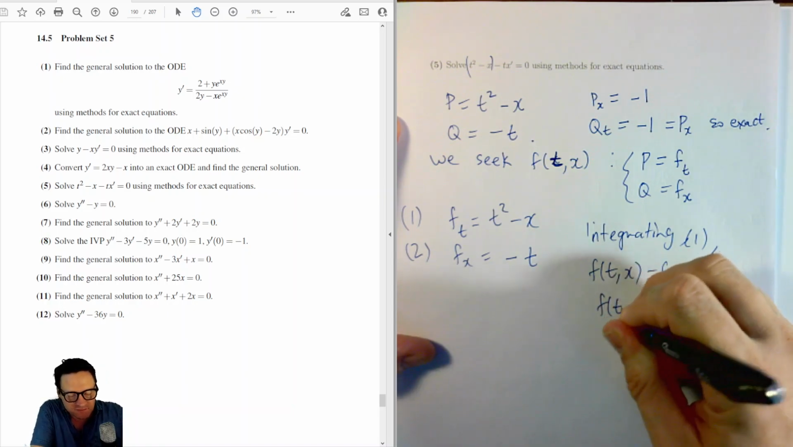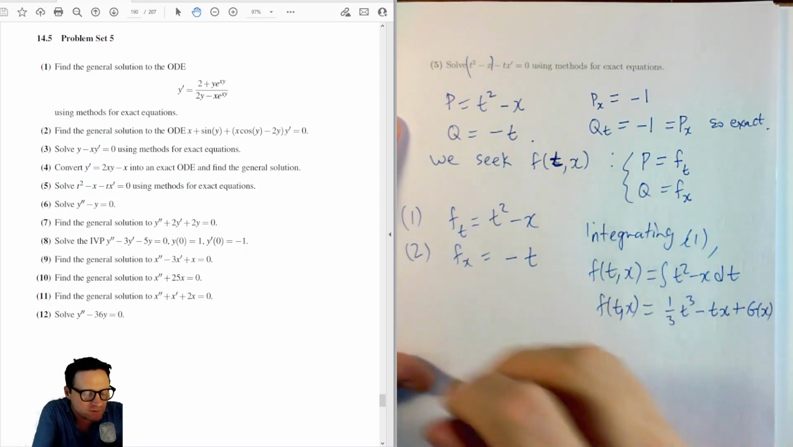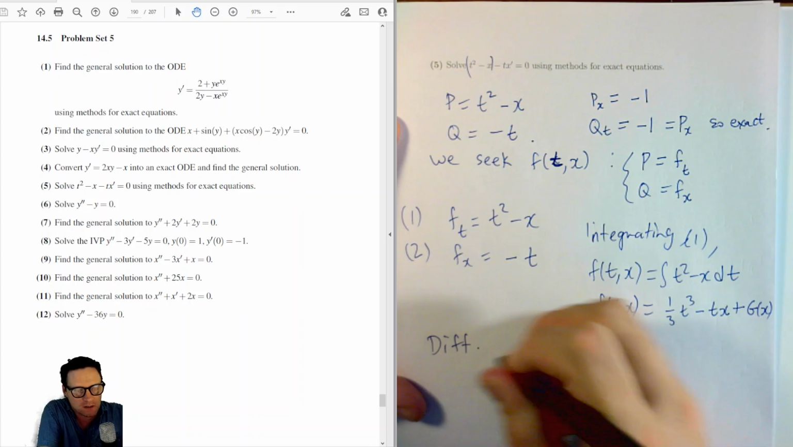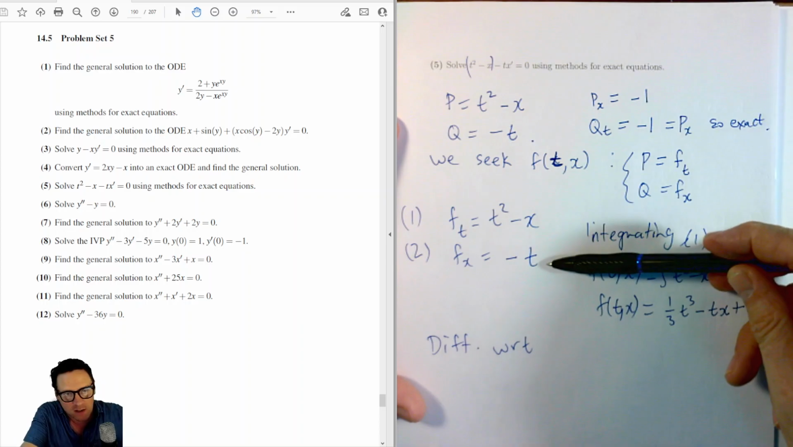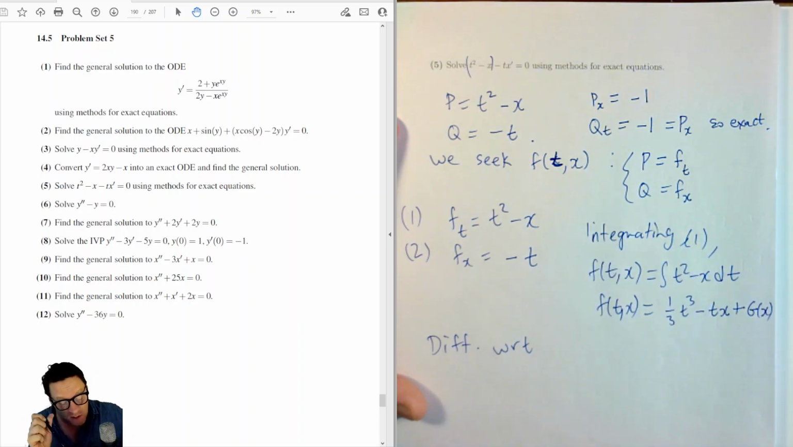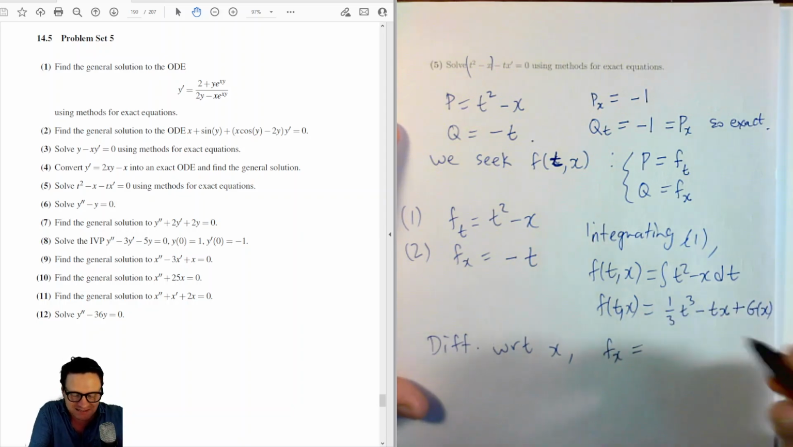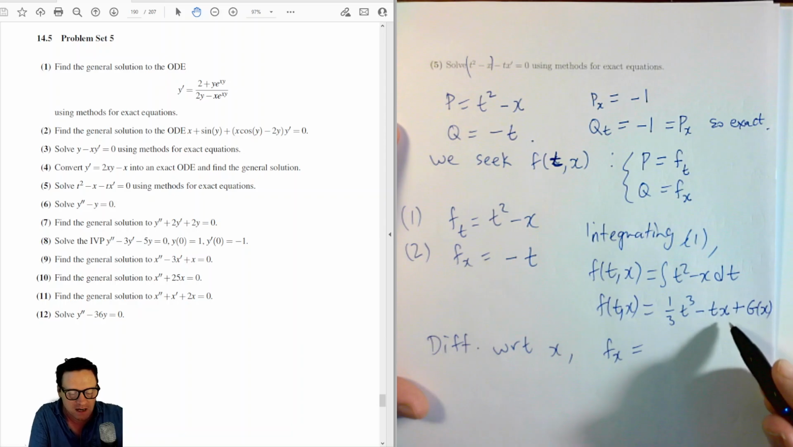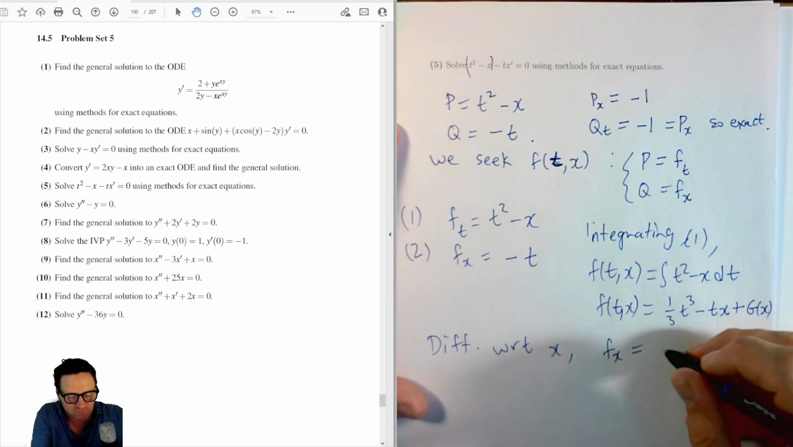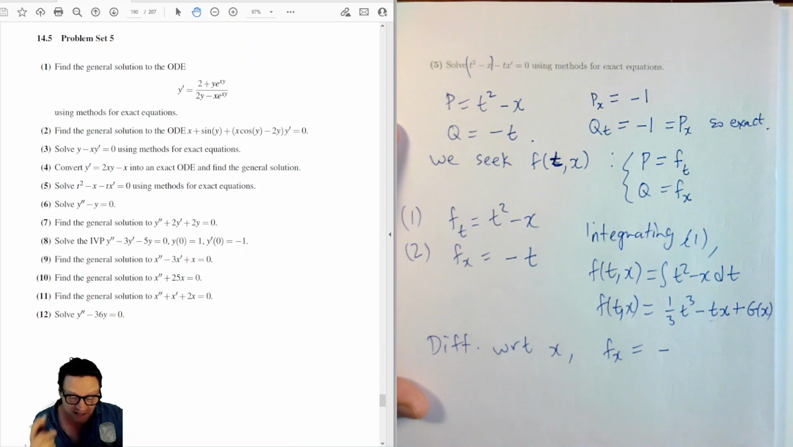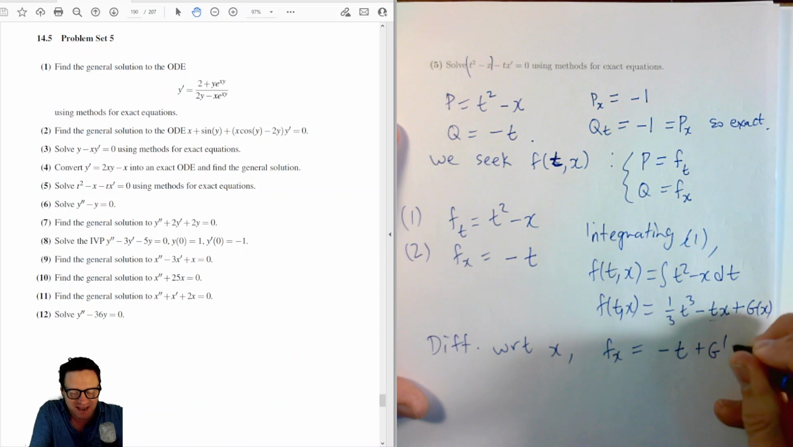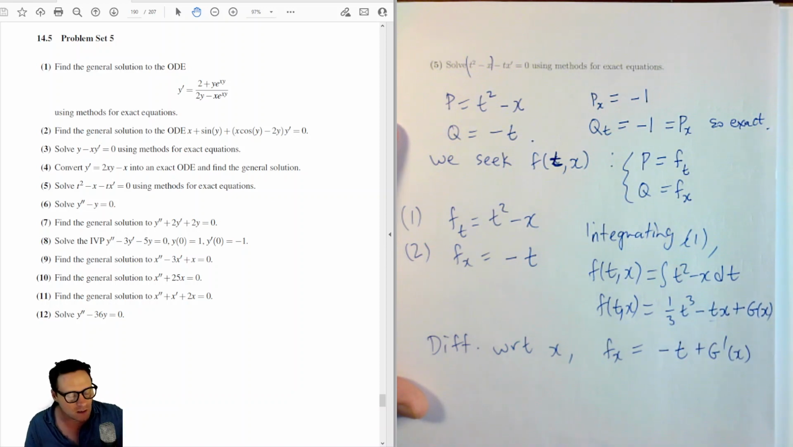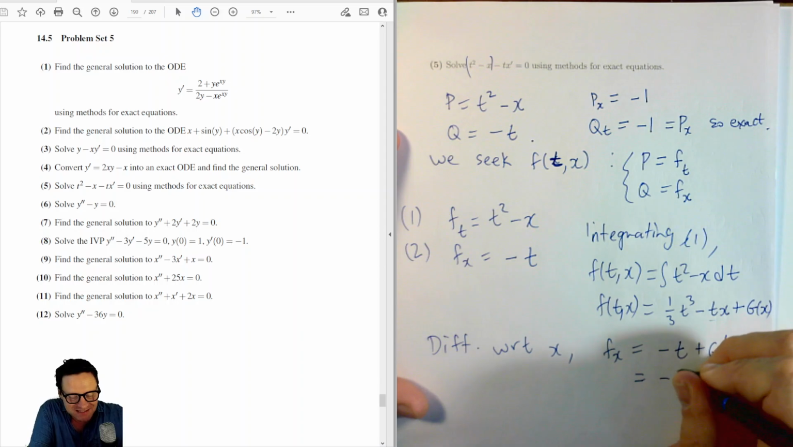All right, so this is our f of t and x. Now, differentiating with respect to the other letters so that we can compare with equation 2. So we want to differentiate this partially with respect to x. We have f subscript x is equal to 0 for this piece, and then minus t for the derivative of minus tx partially with respect to x. And then we have plus g dash of x. Okay, and this is meant to be minus t.